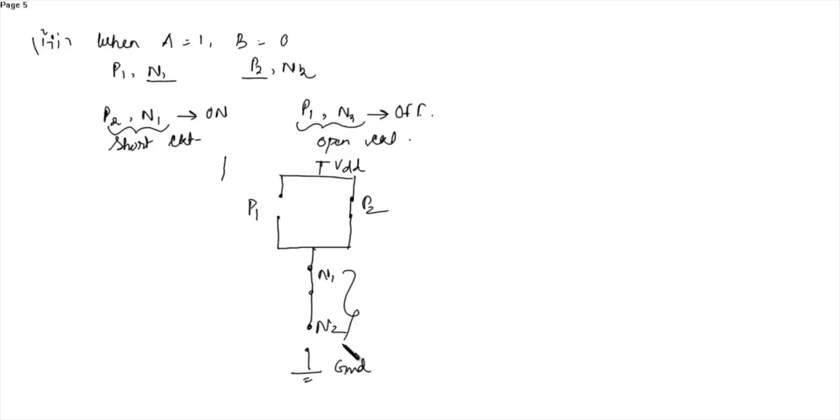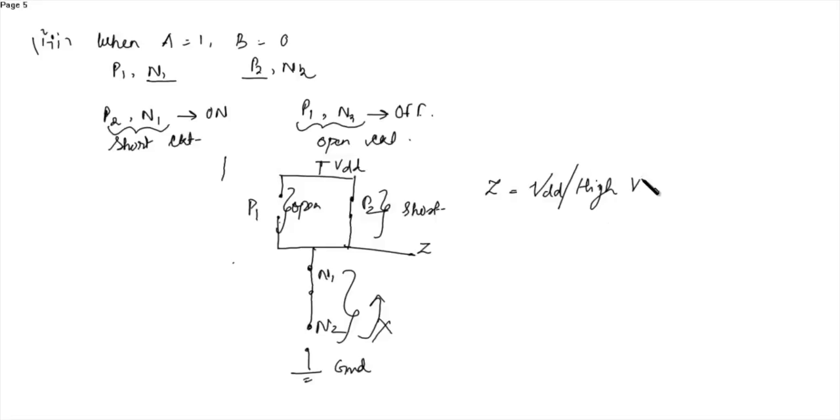Since we have an open circuit here, this will not work. And the same condition here, here it is open circuit, here it is short circuit. So even though this is open circuit, this is short circuit, this open circuit will not affect since P1 and P2 are in parallel. So at the output terminal Z, we'll get VDD, or you can say high voltage, or you can say 1. So when A is equal to 1, B is equal to 0, the output obtained will be 1.